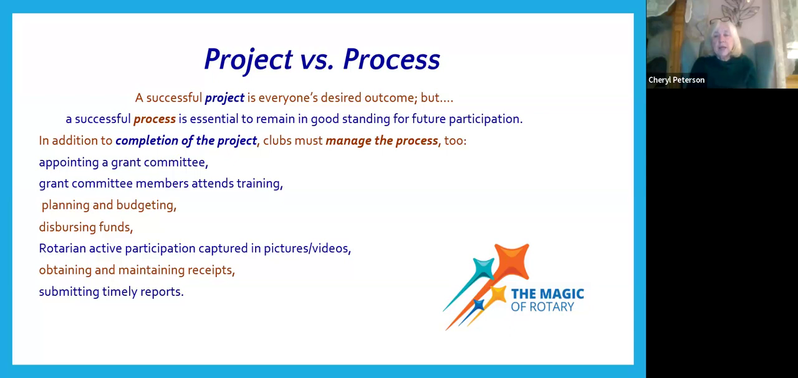But a good project is really bigger than just the project itself. It's the planning that goes before it, and it's the follow-up and the monitoring that comes after it. So it's really a process. And that process has to be successful in order for the whole package to be successful and for your club to remain in good standing with the district and with Rotary International so that you can continue future participation.